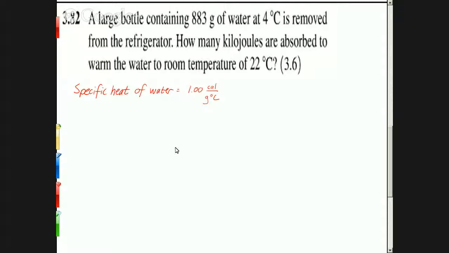In this case, we have not 1 gram, but 883 grams. And we're not raising it 1 degree, we're raising it 22 minus 4, or 18 degrees. Okay? So we've got 883 grams of water that we're raising 18 degrees. So the change in temperature, this is a Greek letter delta, or we might call it a triangle, but that stands for the change in something. The change in temperature is 18 degrees.